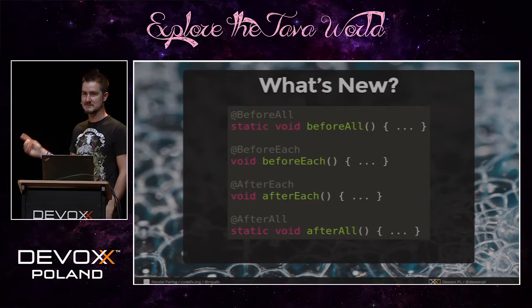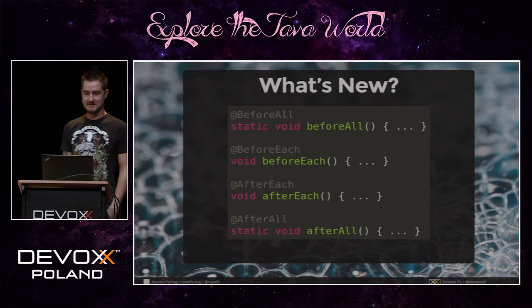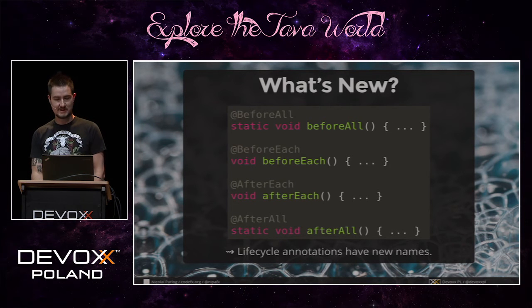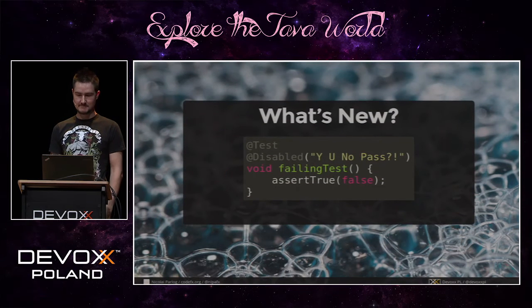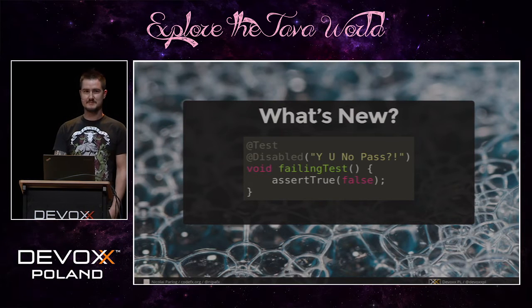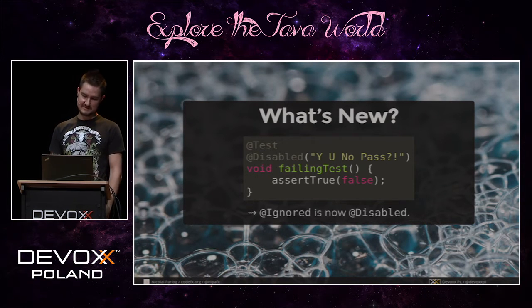What's new here? Exactly, it's called before each and before all. So the lifecycle methods have new names, but otherwise they're exactly the same. What's new here? Disabled. It used to be ignored. That's not a big change.